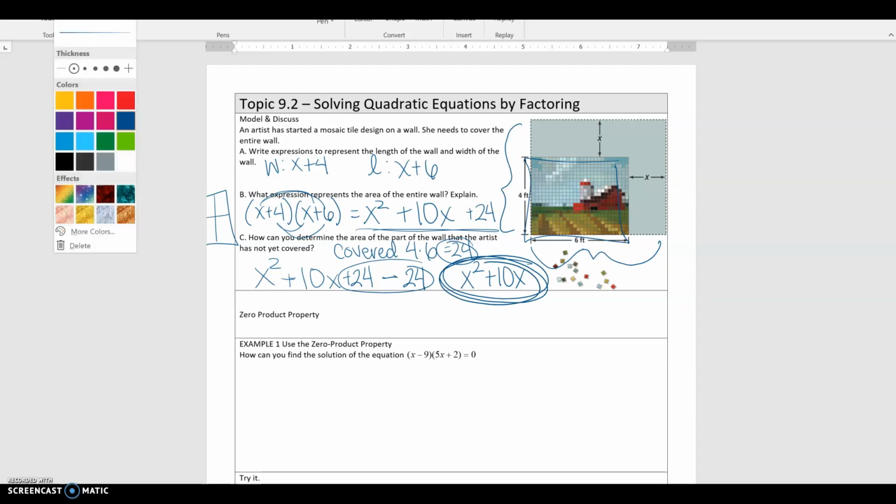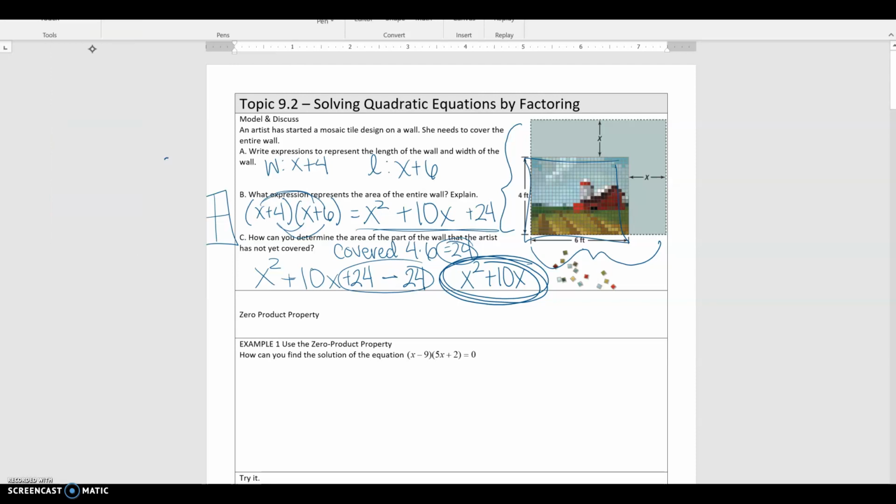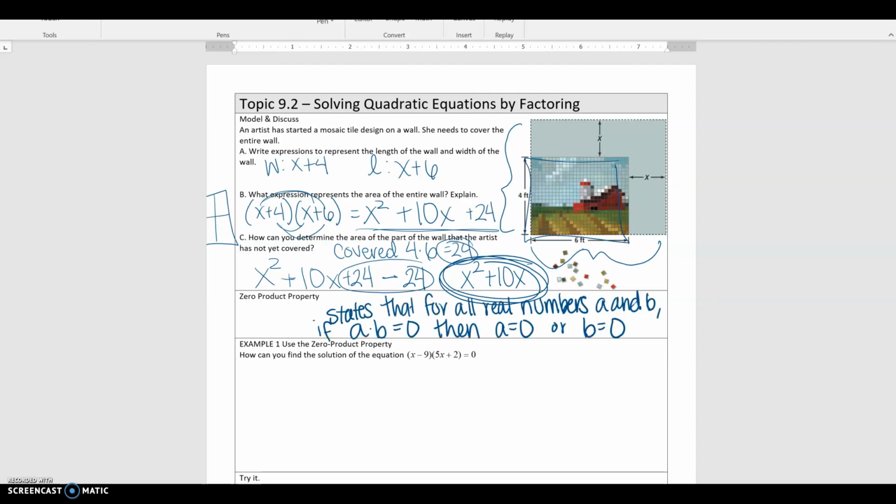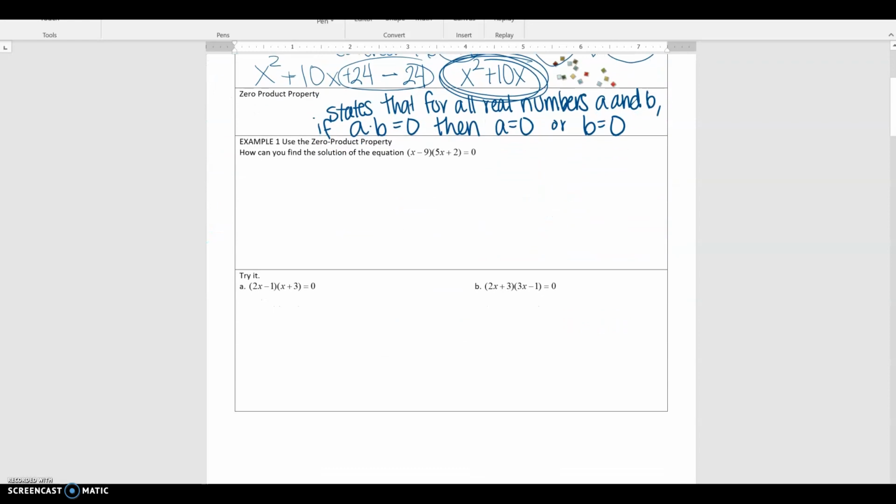Okay, so now we're going to look at some new stuff. Zero product property. I think you'll all really like this. It just says that if you have two things multiplied to each other that equals 0, so a times b equals 0, then a is 0 or b is 0, or they're both 0. So we get to use that in order to find our zeros or our solutions to quadratics.